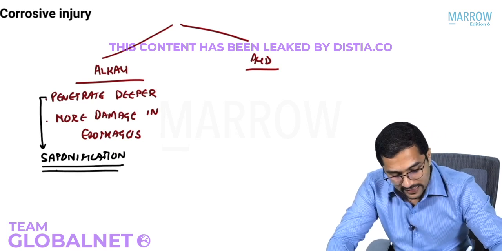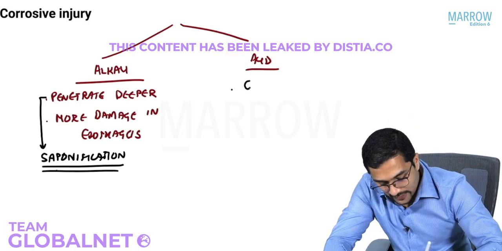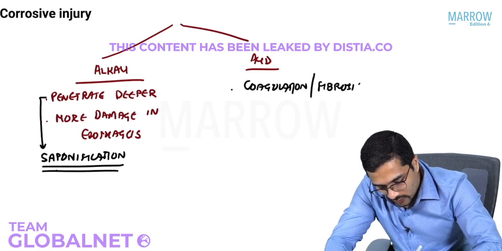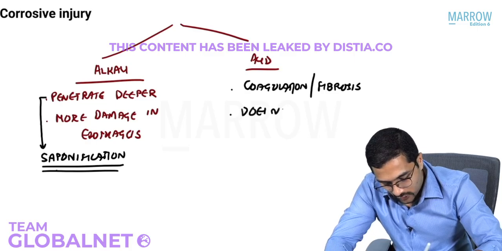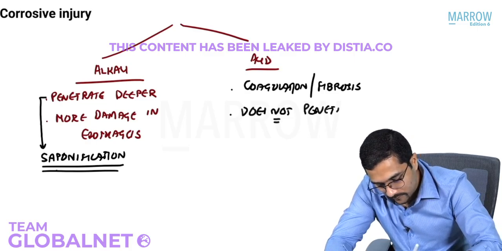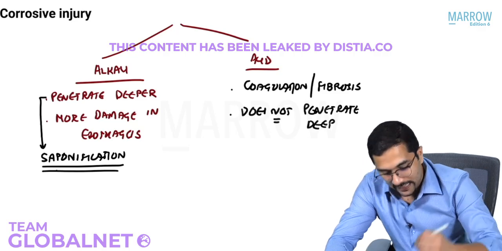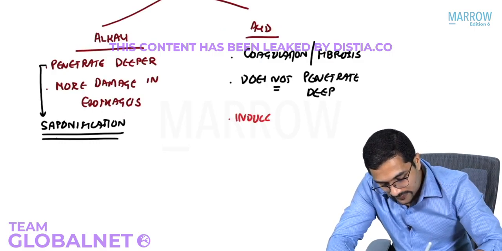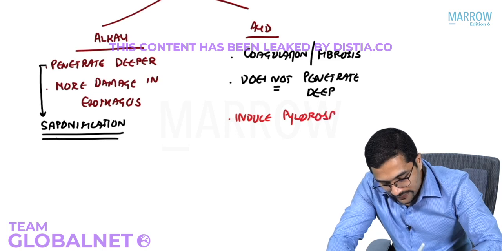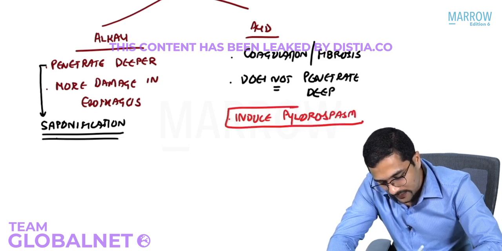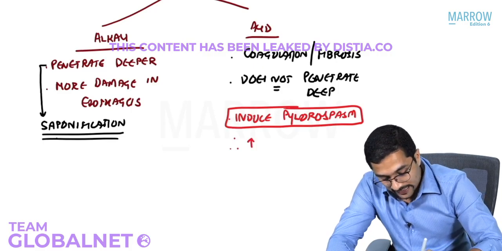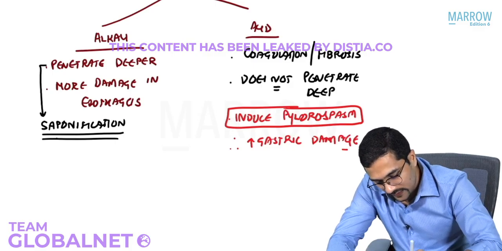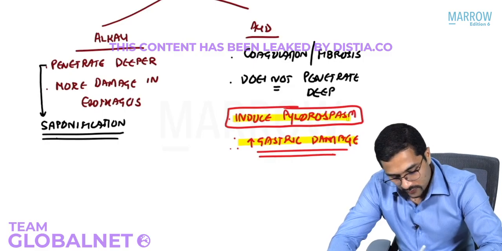Acid, on the other hand, causes coagulation and fibrosis. So it does not penetrate as deep as alkalis would. But a peculiar thing about acids is that they induce pylorospasm. When they induce pylorospasm, the acid remains in the stomach and therefore it leads to increased gastric damage. So more gastric damage is seen with acid injuries as compared to alkali injuries. That is something you should know about.